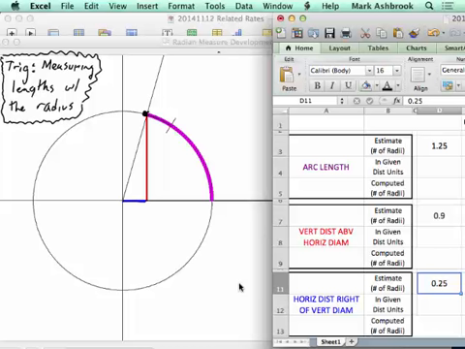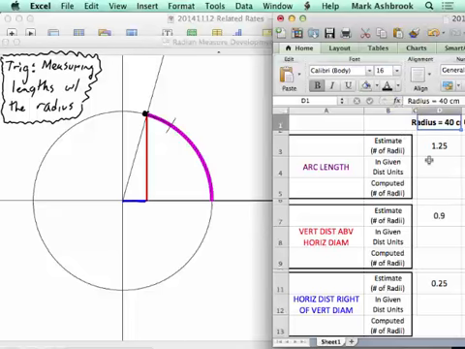This is the heart of trig. And we'll get to the semantics in a second, but we're measuring the arc length using the radius. So the way I've got it set up now is about 1 1/4 radius. And then the red vertical distance to that point on the circle is about 0.9 of a radius, and the horizontal distance is about 1/4. Okay, now I'm going to tell you that the radius is 40 centimeters.